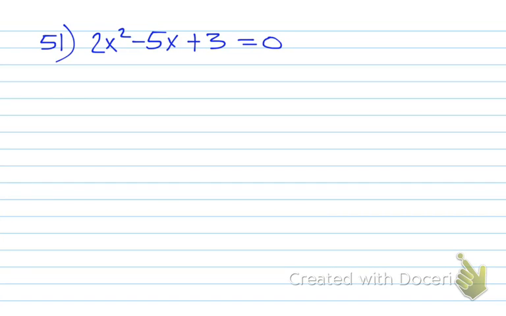Okay, in this example here, we have a quadratic trinomial. But notice our leading coefficient is a value other than 1. So what we're going to have to do here is use this little method that I have used over the years, and I call it the ratio method.